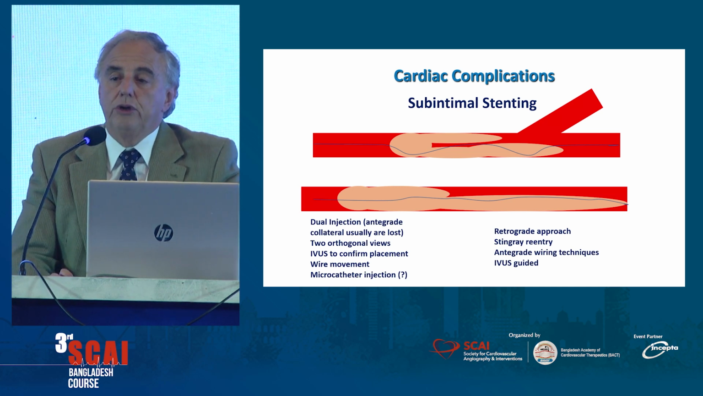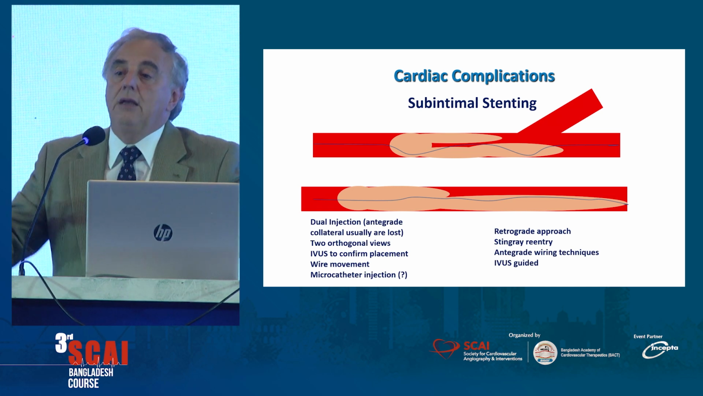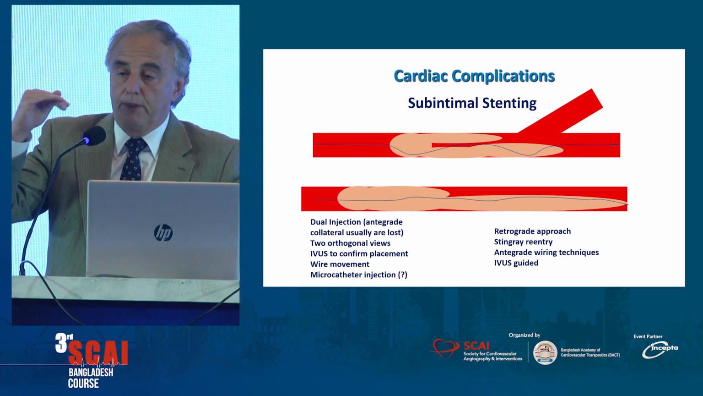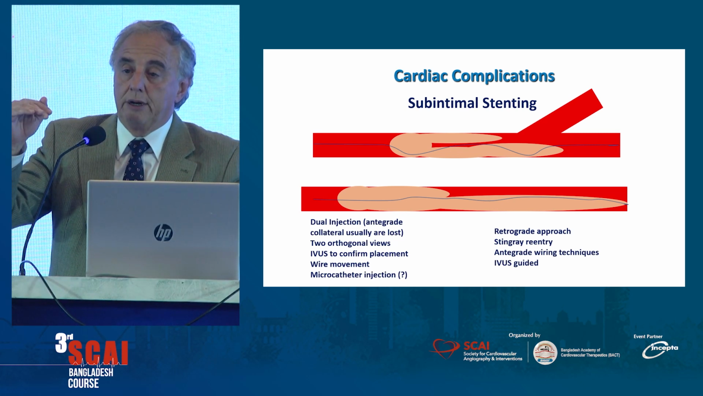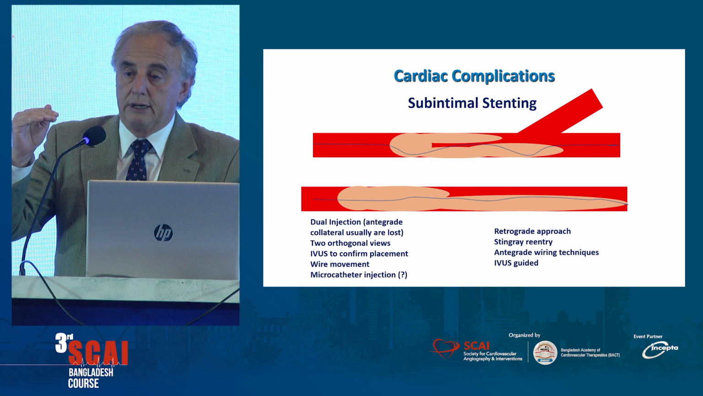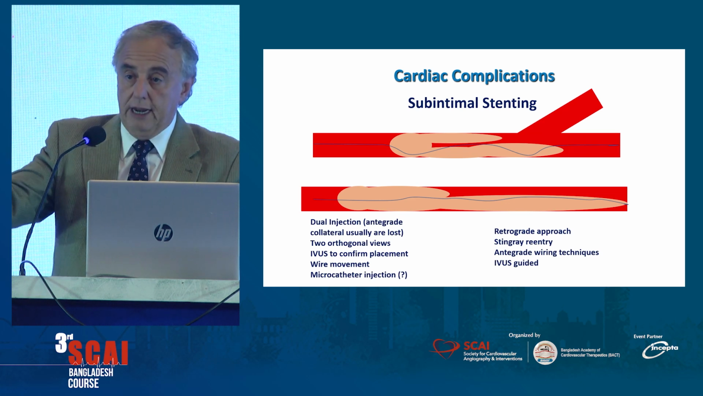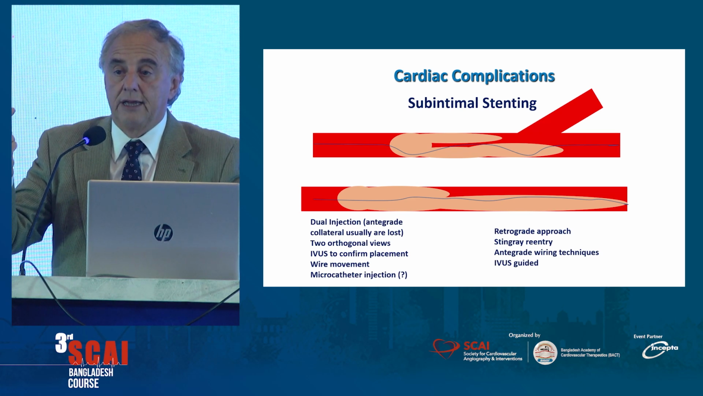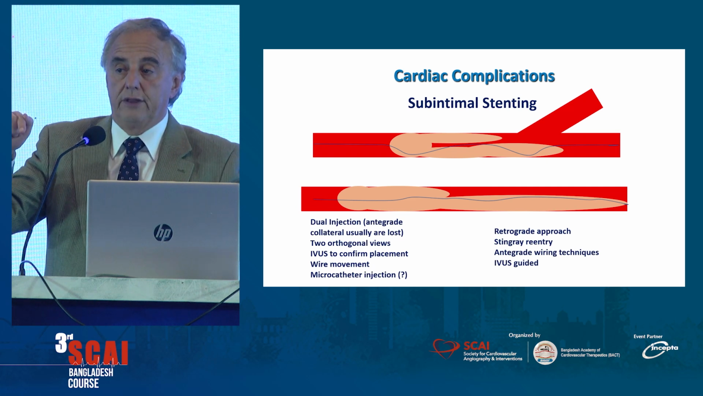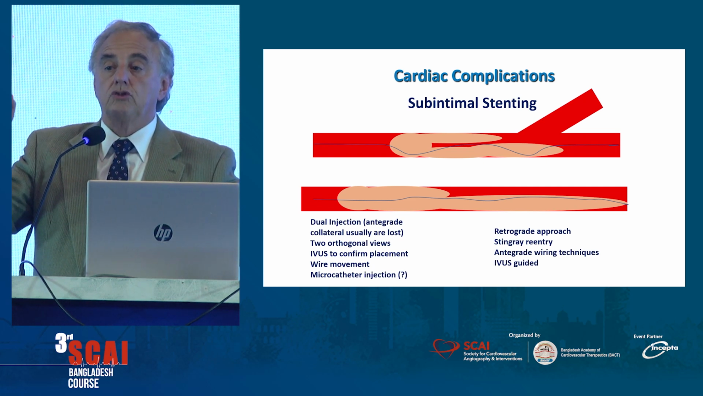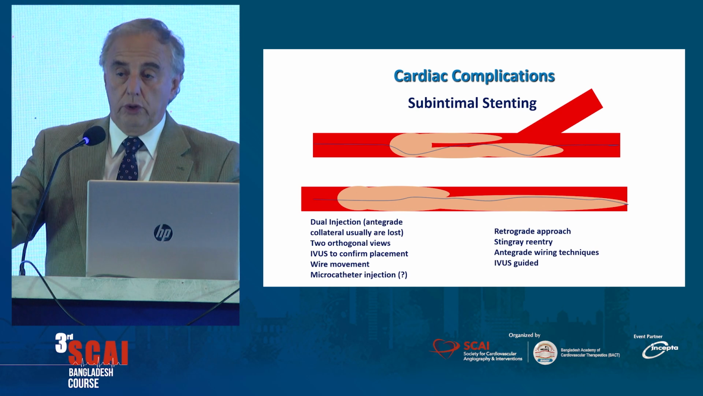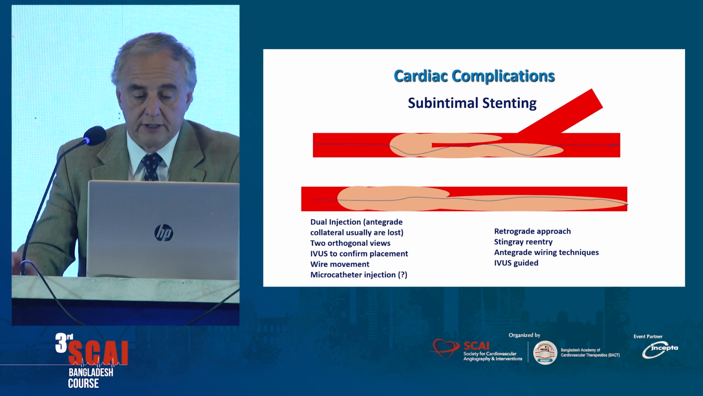And remember that many times when you think that you have collateral from the main artery, when you pass the microcatheter and when you pass the wire, you will lose those collaterals. So you do need to put another catheter to inject from the other side. And even if there was no collateral from the other side, you will see that those collaterals will appear when you close the main vessel.